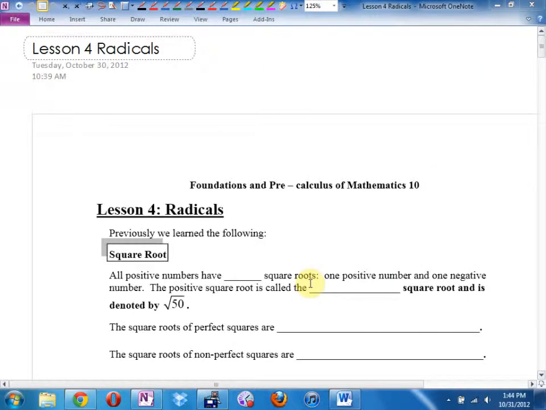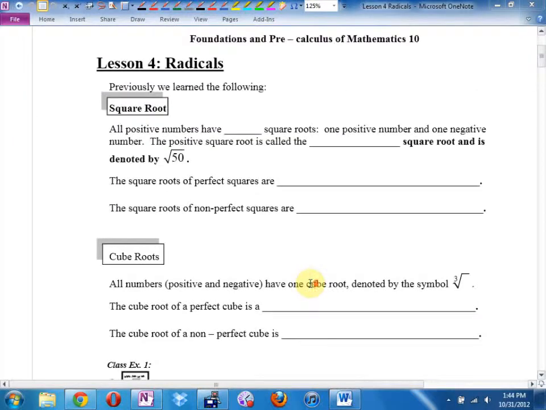Lesson 4, radicals. Ready? Quick review, what we've done so far. We've been talking about square roots. All positive numbers have 2 square roots, 1 positive, 1 negative. 2 squared is 4. Negative 2 squared is 4. The positive square root is called the principal root. And when I use the square root symbol, I'm asking for the positive answer.